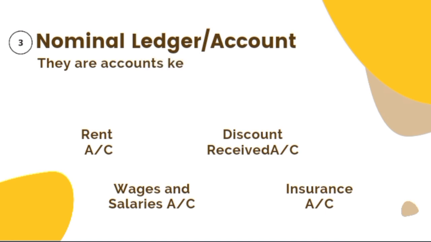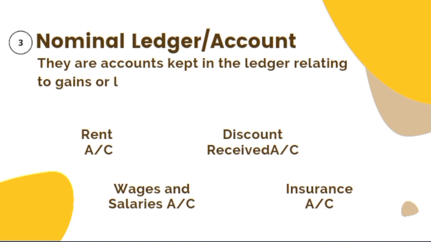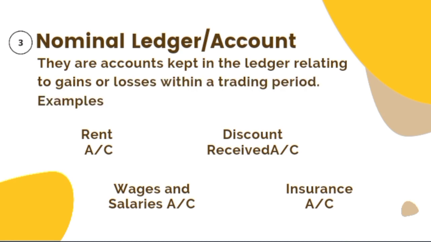Then we have the nominal account, which relates to income and expenses of the business. The nominal account is used for keeping accounts relating to gains or losses of the business. Examples of this type of accounts are salaries account, sales account, rent account, discount received account, electricity account, etc. All these are examples of the nominal account or ledger.